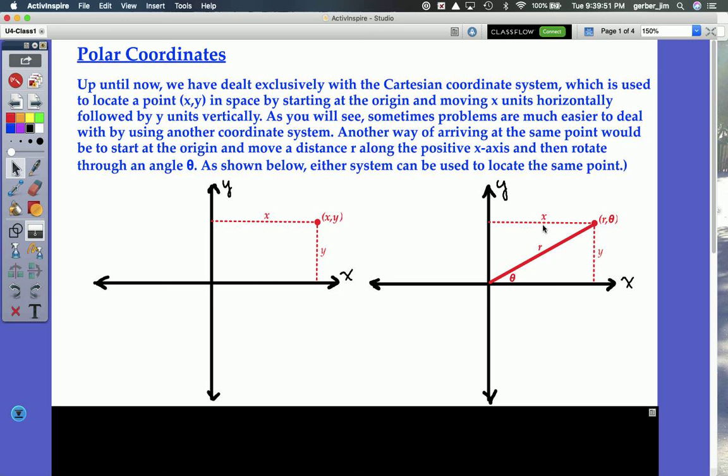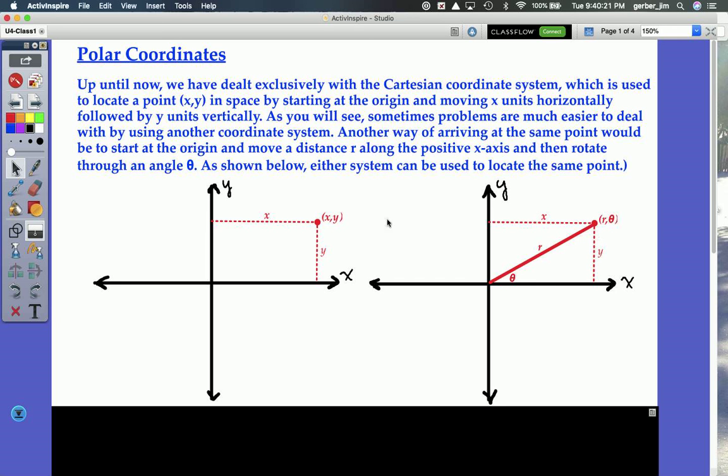But now, instead of thinking about going over x and up y, I'm thinking about rotating from the positive x-axis through some angle theta, and then going r units away from what we used to call the origin. In polar coordinates, this is not called the origin. In polar coordinates, this is called the pole. And so, again, I rotate through an angle of theta degrees, or theta radians, and then I move a distance r away from the pole. And I get this same point.